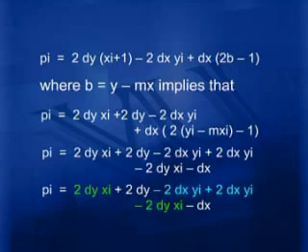b کی جگہ ہم نے y1 minus mx1 لگا دیا, and now we compute the relation again, and that gives us pi to be equal to 2 dy x1 plus 2 dy minus 2 dx y1 plus 2 dx y1 minus 2 dy x1 minus dx. Just open the same relation, multiply kar dijiye throughout, and opening the parenthesis, that's what you get.